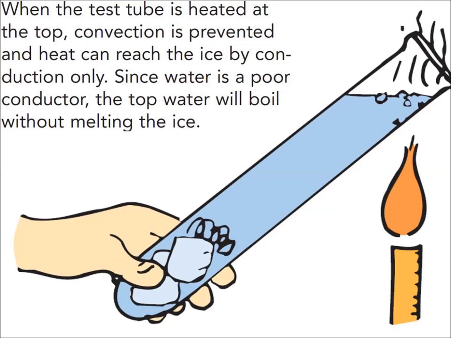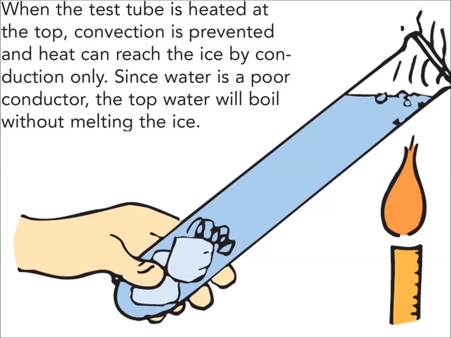Here I see that when a test tube is heated at the top, convection is prevented. In other words, the warm water is not going to rise. That's what I mean by it's prevented. Since the water is a poor conductor, the top water will boil without melting the ice.